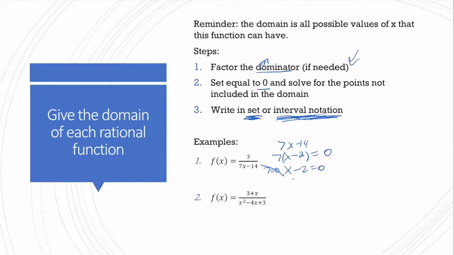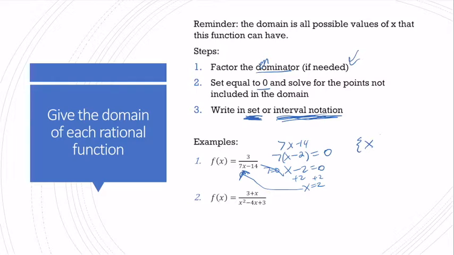So let's write this in set notation first. So this would be x such that, that's what this vertical bar means, and I think I've said that before, such that x doesn't equal 2. Or I can write this in interval notation. Remember when we were working with a number line, the only point I'm skipping over is 2. So I go from negative infinity to 2, and then 2 to positive infinity.